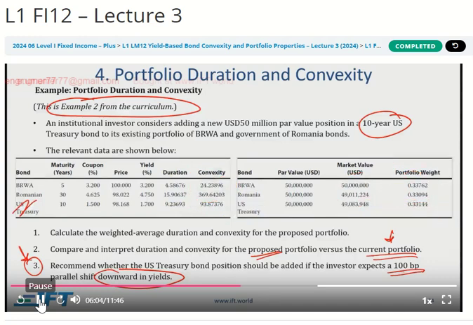And this is what the weight would be after they add. So I want you to calculate the weighted average duration and convexity of the current portfolio and the proposed portfolio, compare the two, and then recommend whether they should be added or not, assuming that interest rates are about to go down, expected to go down by 1% or 100 basis points.